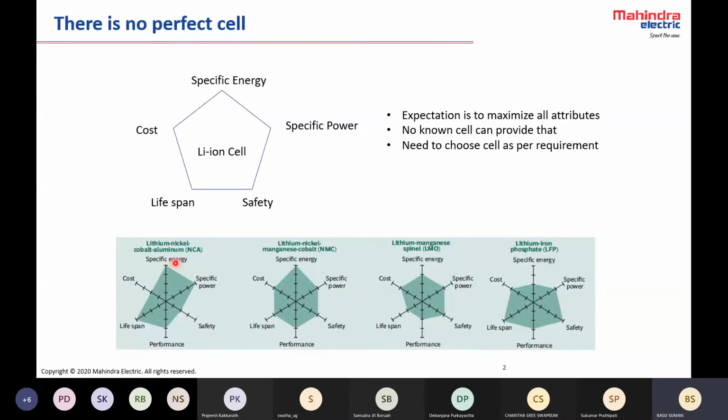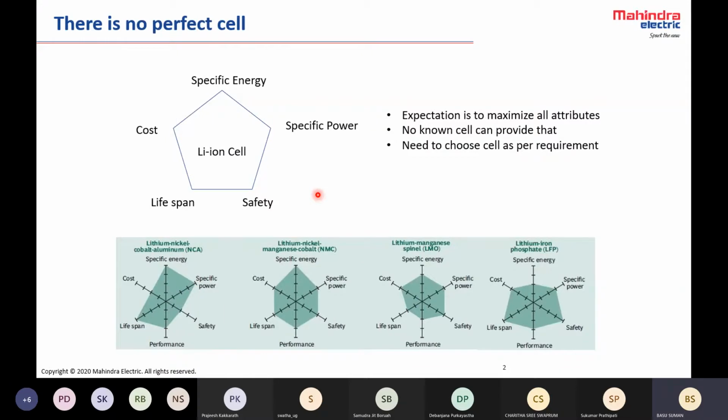So these are the 5 or 6. Here actually they have considered 6, but we have considered 5. That does not make too much difference, because specific energy and specific power, in our understanding, these two actually make up for performance.